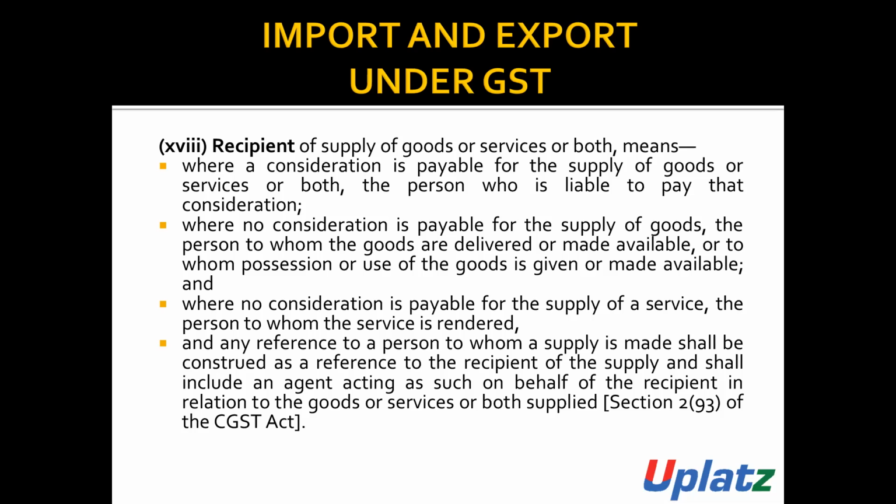For example, Mr. Sham is the agent of Mr. Ram. He is receiving some goods on the behalf of Mr. Ram. Then Mr. Sham will be considered as recipient. So this is the definition of recipient of goods, recipient of service, or both.